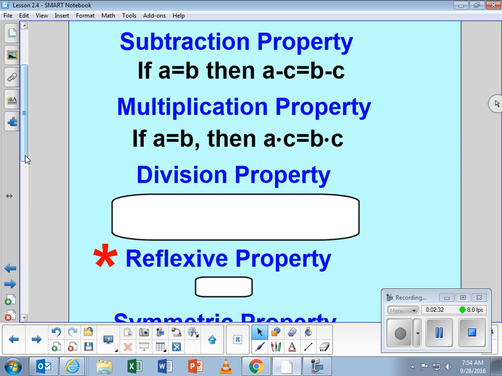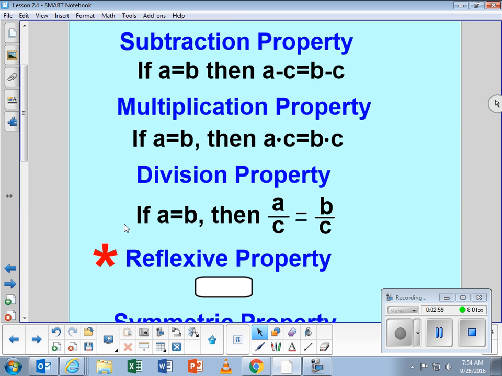I don't know why I couldn't get my periods that I use for multiplication symbols to stay underneath that box, but anyway, they're already in there for you. Save you the work of typing or putting those big black dots in there. Just thinking about you. And division property. That's right. If A is equal to B, then A over C is equal to B over C.